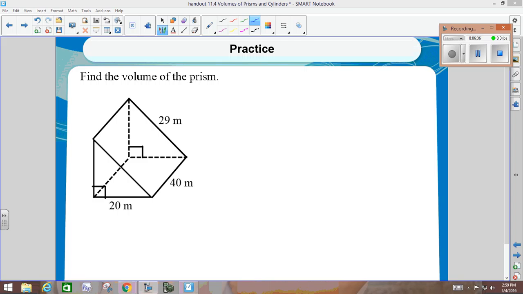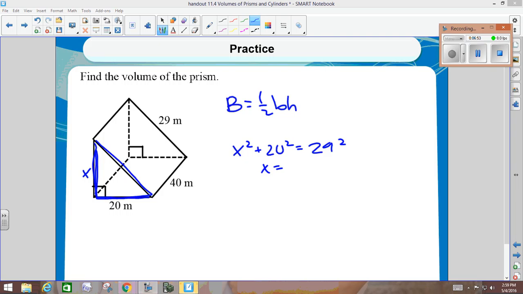So for this one, it's a triangular prism again. So when I find big B, I have to find the area of that triangle. And the base and the height have to form a right angle, so I need to find the height of the triangle. Use your Pythagorean theorem. X squared plus 20 squared equals 29 squared. And then that would give you 21 after you solve that.